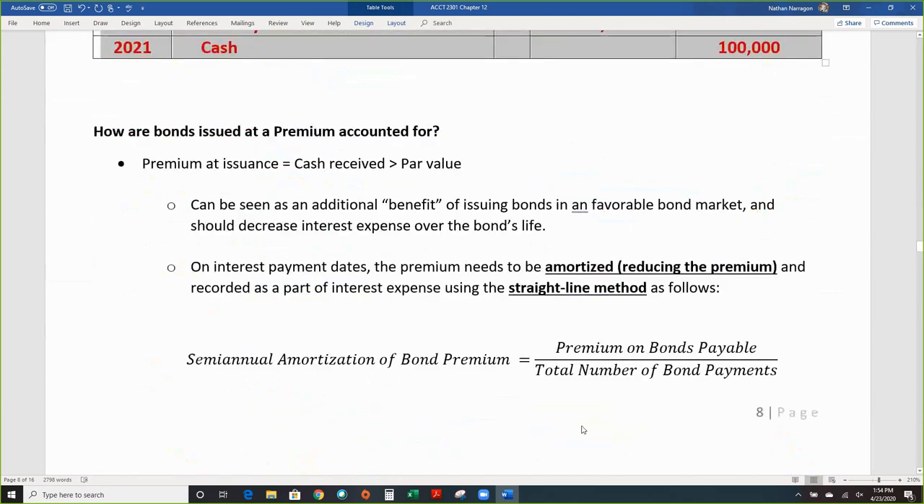So, what happens when it sells at premium? First off, the cash that we're going to receive, again, is going to be greater than par value. Basically, we got an additional benefit from it. We got more money. So, of course, we're going to have to decrease the expense because we've already got a benefit for it. We can't double dip the benefits. We will also amortize premiums, just like we did on a discount.